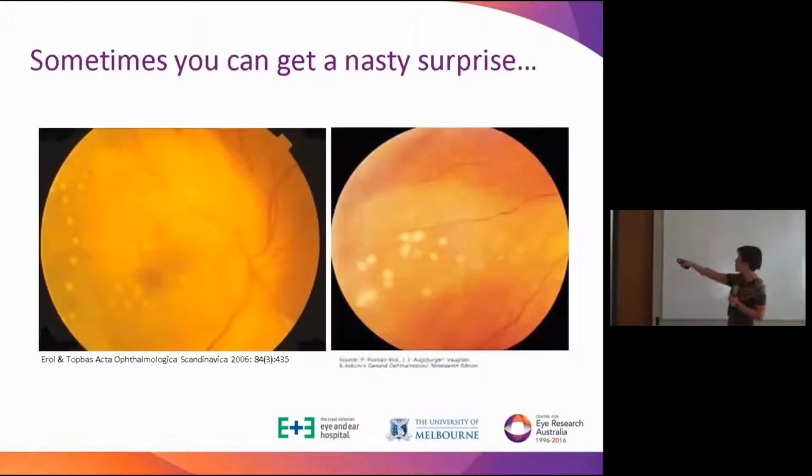You might remember this slide that I presented earlier. This is intraocular syphilis, multiple placoid uveitis, as a result of one of my colleagues injecting triamcinolone into a patient who presented with intermediate uveitis. A very nasty surprise. Loss of vision down to less than 6/60. Again, you've got to ask those questions and think about syphilis.